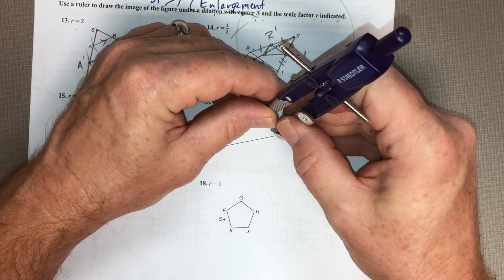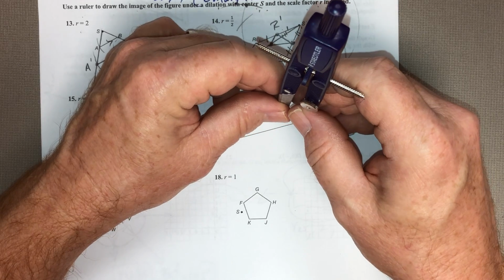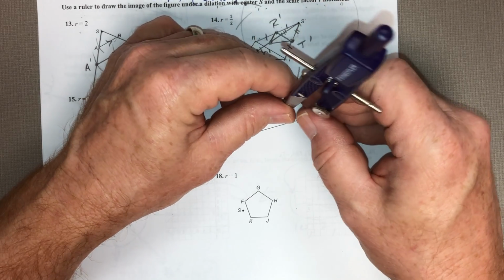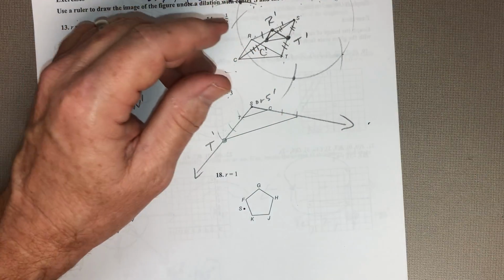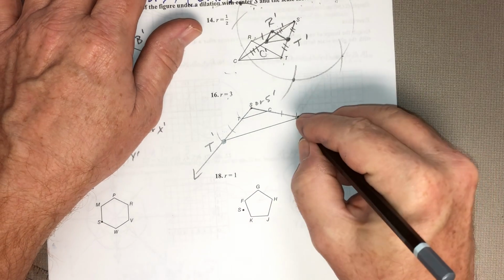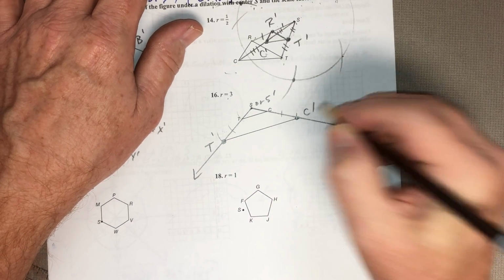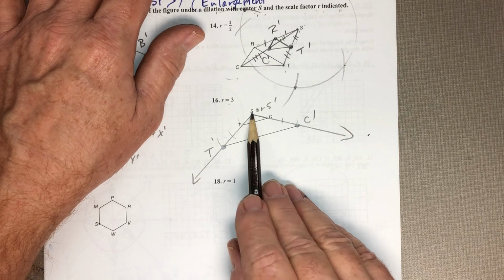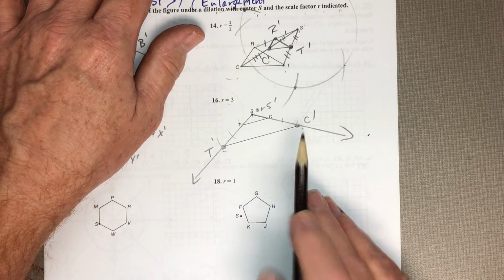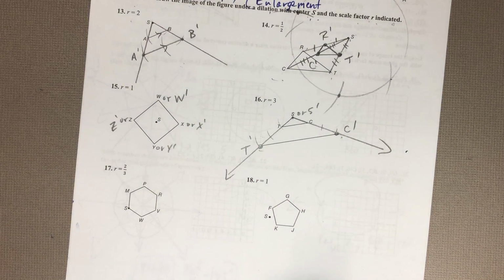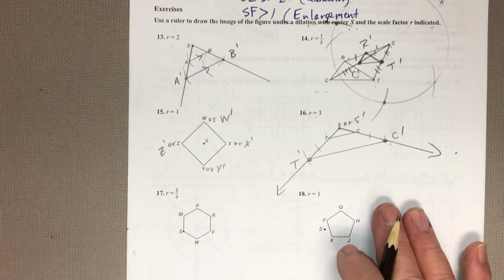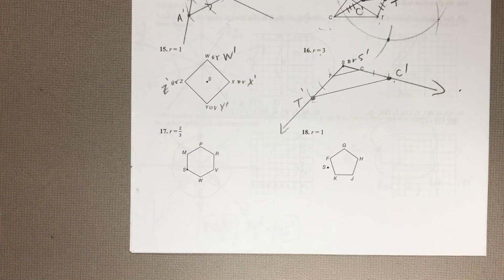Okay, so 1, 2, and 3, and it looks like they've already put in one of the sides of our work for us. All right, that point right there will be point C prime, and yes, triangle S prime, T prime, C prime is already there. We don't have to draw it since they did it for us. Okay, all right, let's go to number 17, 2/3, okay?